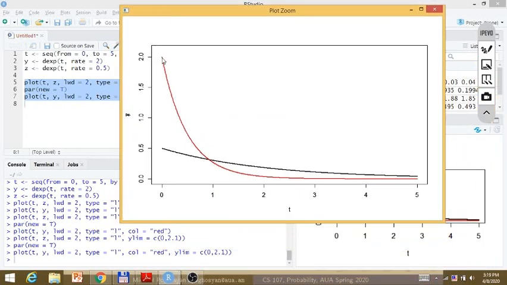Rate 2, it is starting from 2. So for the red one, what can I say? If my random variable has rate 2, with the PDF given by the red curve, then the probability that the values will be close to 0, say from 0 to 1, is very high because this area is very high.